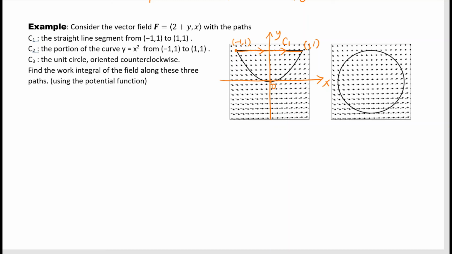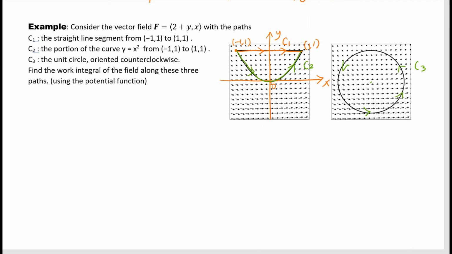And then C2 is the portion of the curve, the parabola, from -1, 1 to 1, 1. Let me use a different color. Okay, so this is a parabola. So this is C2. C3 is a unit circle oriented counterclockwise. So that's C3. Okay, find the work integral of the field along these paths using the potential function.